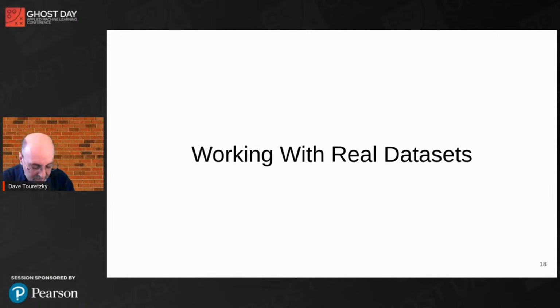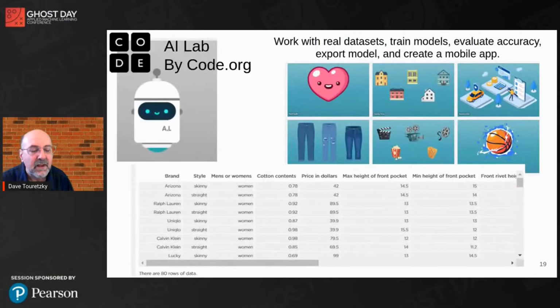Let me talk a little bit about working with real data sets. Code.org, which has done a lot of great work in CS education in the K-12 space, recently released their own tool that they call AI Lab, which is really a machine learning lab. This is using a K nearest neighbor approach, not a decision tree. The students don't know that, but the code.org folks told me that's what it's doing.